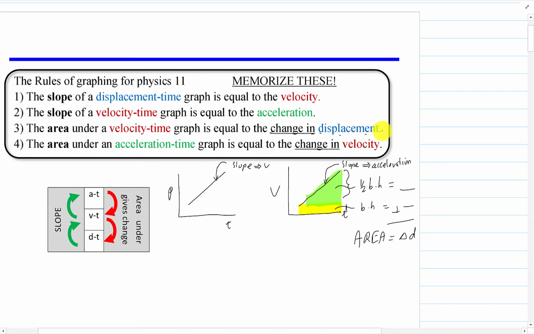Okay, that's good. Now the new one is the area under the acceleration time graph is equal to the change in velocity. So we're going to go over that right now. So there's two slope formulas, two slope ones and two area ones. And the velocity time graph is used for both. Pretty cool, pretty good stuff.